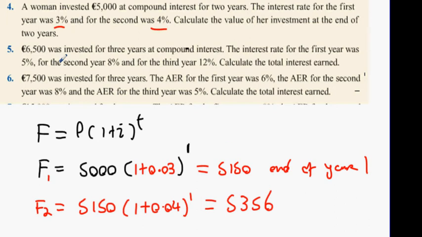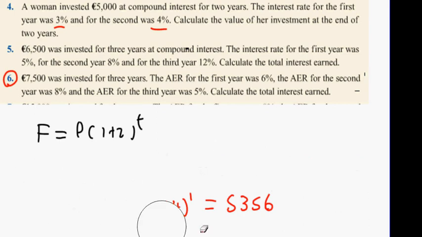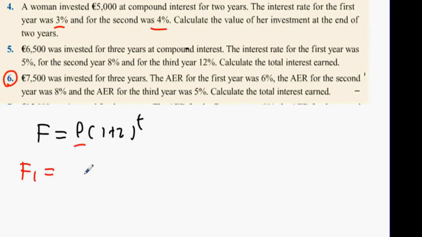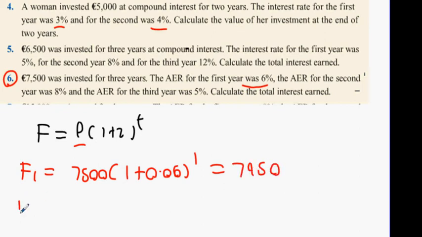Right, go for question 6. So on question 6, lads, same deal. 3 years this time. So year 1, F1. How much did you invest at the start of year 1? 7,500. What's your I value for year 1? 0.06. You're only doing it for 1 year. So what did you have at the end of year 1? 7,950. Okay. Start of year 2.